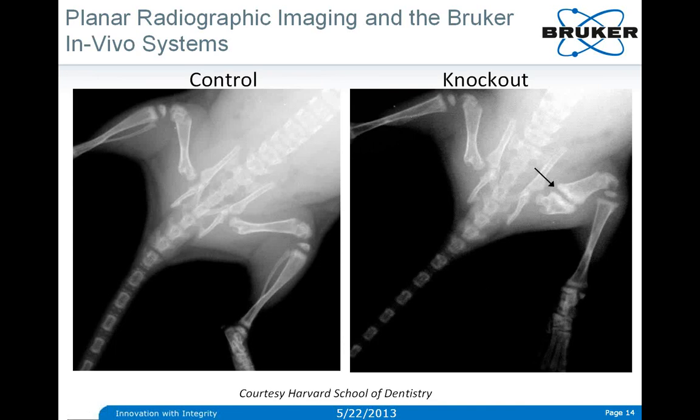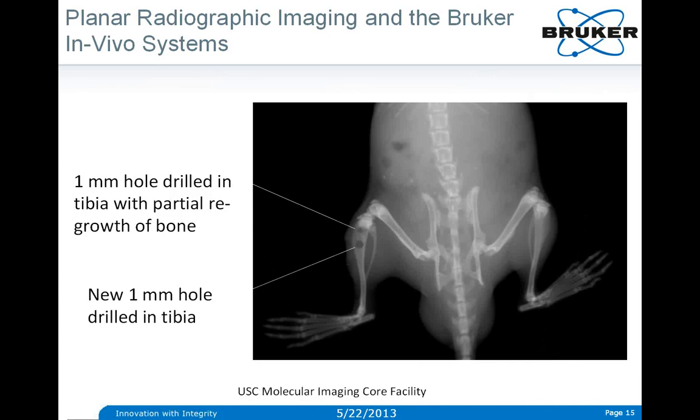Another example of bone development, looking at on the left a control animal and then on the right a knockout animal, where we see disruption of the growth plate formation on this sample. A bone healing model, frequently drilling into the bone and then potentially looking at different therapeutics. Bone healing can be observed. So the top 1 millimeter hole you can see has started to heal, and the lower hole is a newer hole which has not started to heal yet at the point of imaging.